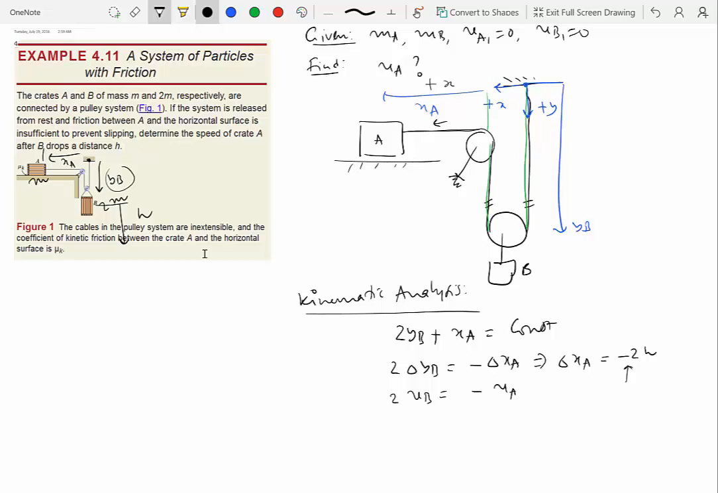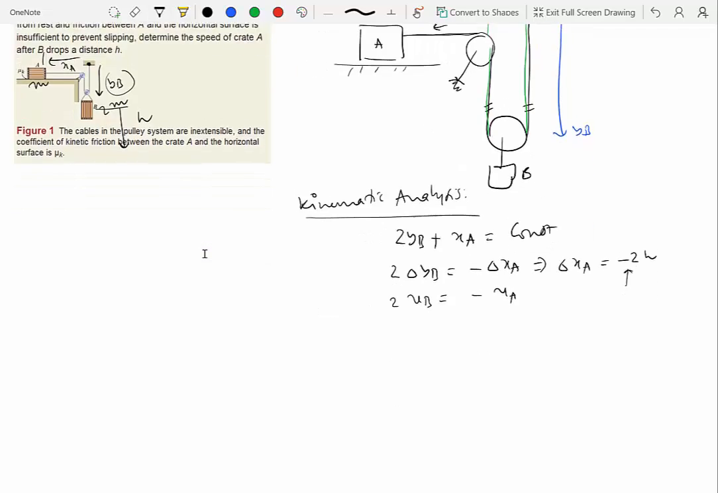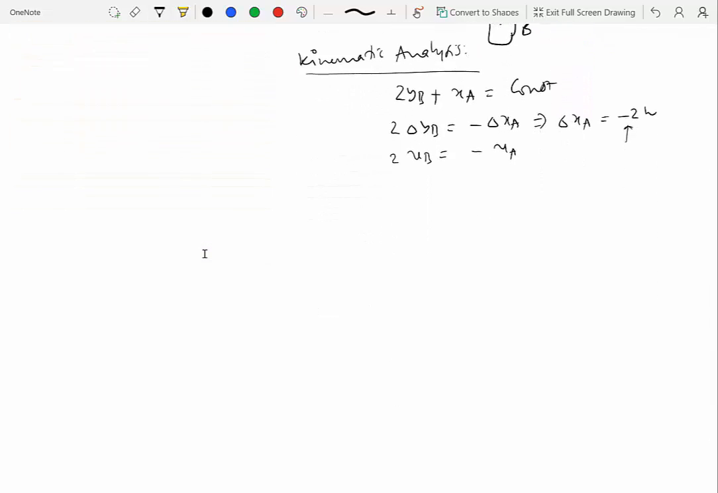Right? So this step is very important because this clearly tells you that velocity of A and velocity of B are not independent of each other. And the kinematic analysis, which is what you learned in module 2, kinematics of particles, allows you to write this relationship. Okay, so let's move to the next step, which is to draw free body diagram.